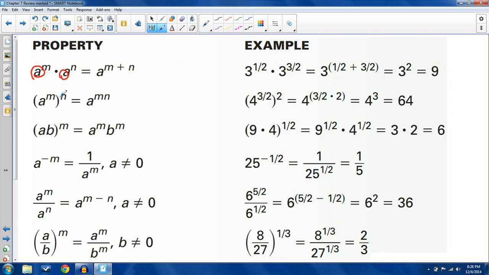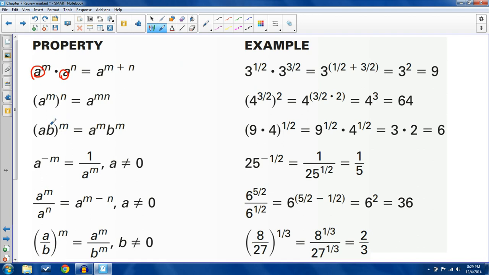a to the m raised to the n, so an exponent raised to an exponent, means you multiply the exponents. The reason being, you're multiplying a by this many, and then you're multiplying whatever's in here by this many, so you're multiplying it by that amount right there. And here's an example over here. I'm going to speed through these a little more. I want to do some problems here.